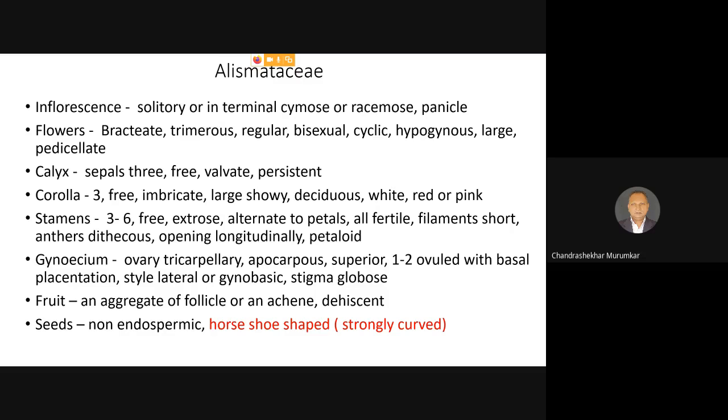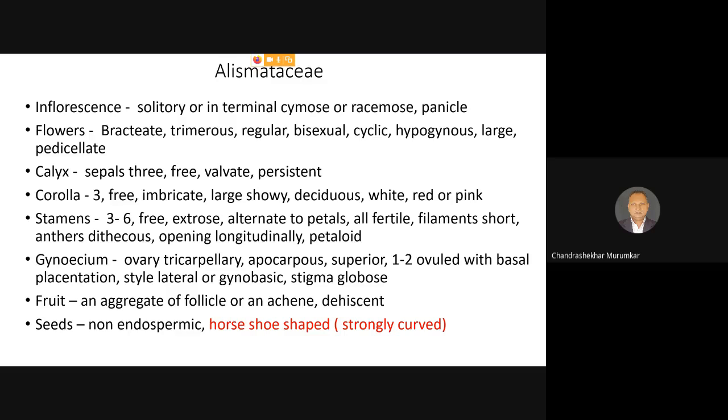As far as the Alismataceae is concerned, the inflorescence may be either solitary or it may be a terminal cymose inflorescence or racemose inflorescence, both. When it is present in the form of cymose inflorescence, this can be called a panicle. So many flowers may be coming up from the same base or same node, and then ultimately it is forming a dome, and that's why it's called the panicle inflorescence.